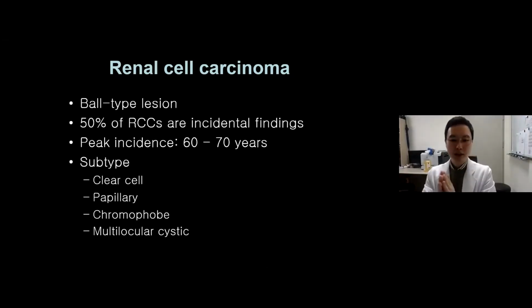The peak incidence is between 60 and 70 years, and the most common subtype of renal cell carcinoma is clear cell carcinoma. It is followed by papillary, chromophobe, or multilocular cystic carcinomas, which are quite uncommon compared to the clear cell type.